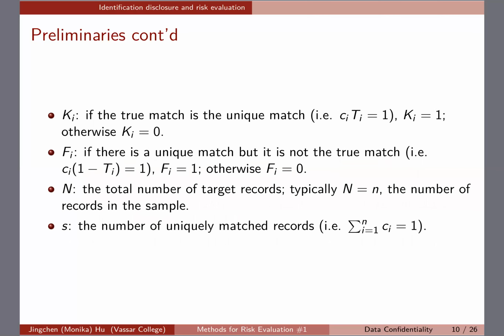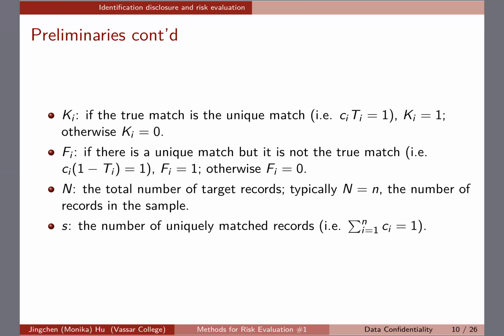All right, this is the case I think Maggie was asking about earlier, so let me go over it and then we can look at how to do it in practice. Notice that we have other measures that we care about, like the true match rate and the false match rate. The true match rate is based on this KI. So look at what KI is. KI is 1 if the true match is the unique match. I put how to compute KI in the parentheses. KI equals 1 if CI times TI is 1.